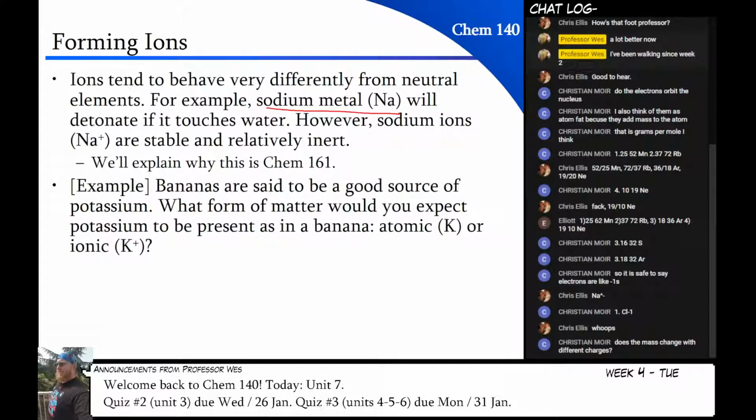Sodium metal was explosive in water, but sodium ions are very stable and in fact are shown in table salt, which is where we would find sodium ion.